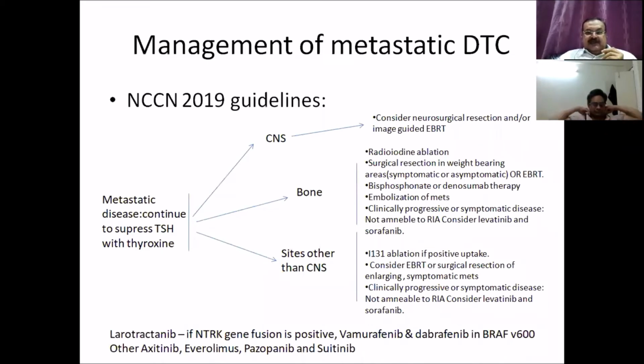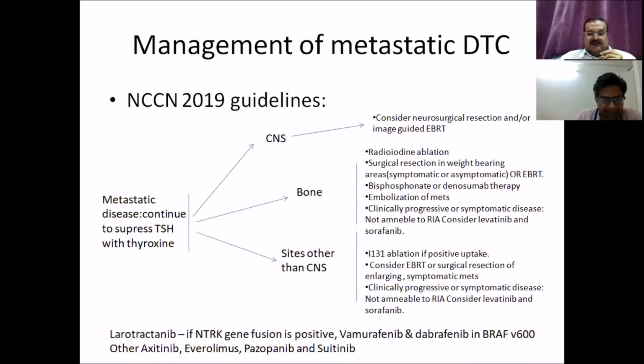If we look at the NCCN guidelines, the last guidelines were modified in 2019. If it is a CNS metastasis, then it is a neurosurgical resection or EBRT. For a bone metastasis, radioiodine ablation is the first choice. Surgical resection in weight-bearing areas or EBRT is the second choice. And I'll tell you when it is done, when radioiodine ablation fails. Bisphosphonates and denosumab therapy is an option. Embolization of mets. And if they are clinically progressive or symptomatic disease, not amenable to RAI, then lenvatinib and sorafenib are the two agents which are now considered.